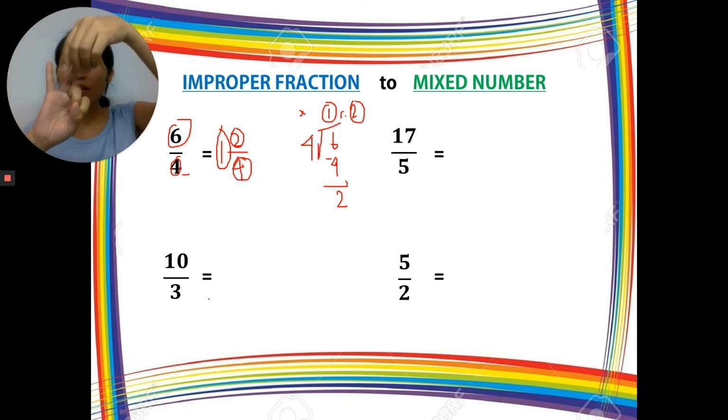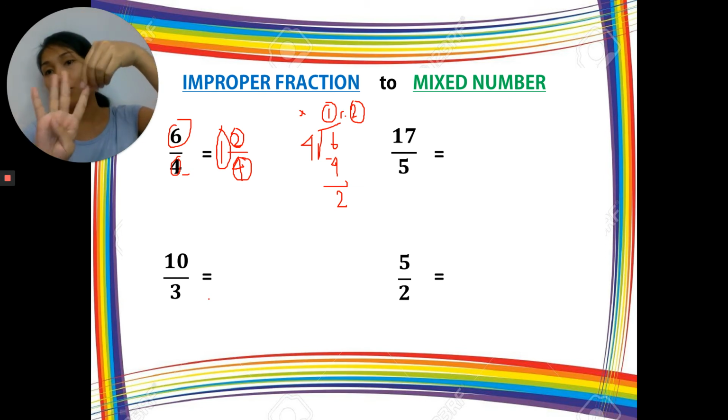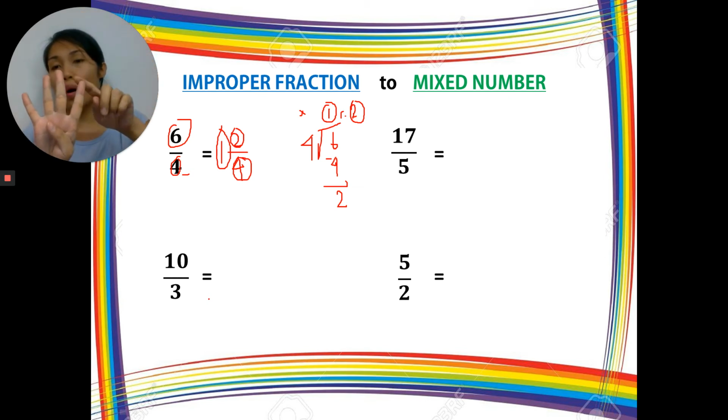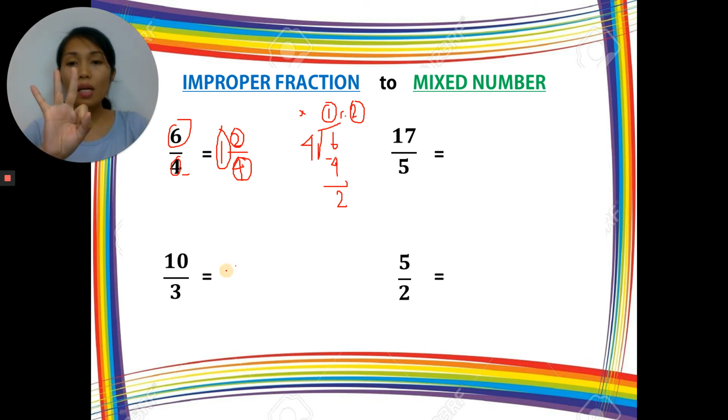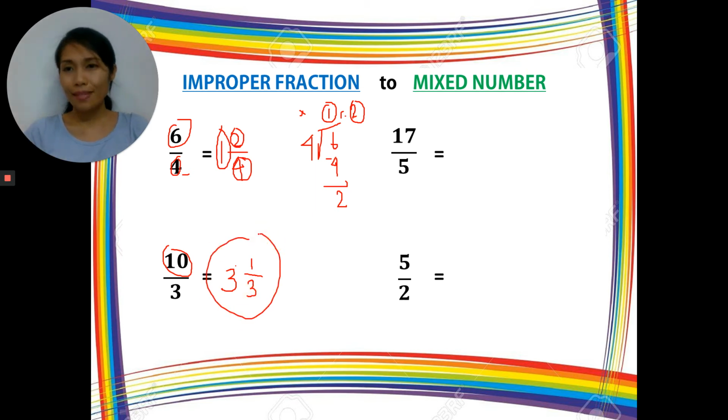3, 6, 9, 12. 4 3s is already 12, so we cannot have 4 3s in there. So we'll have just 3 threes. 3, 6, 9. 3 threes are just 9, and our numerator here is 10, so the remainder is 1. Since that's just 9, 3, 6, 9, 10. So the remainder is 1, and then copy 3. Then that's the lowest term.